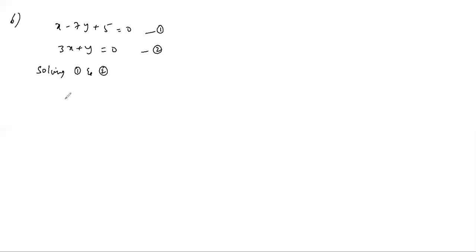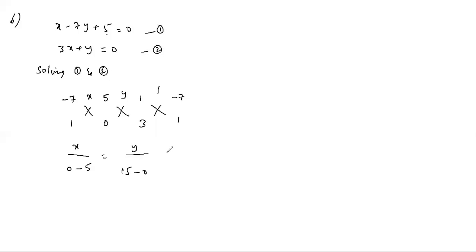So first we start with y coefficient minus 7, constant 5, x coefficient 1, again minus 7, y coefficient. Similarly, y coefficient 1, constant 0, 3, 1. So from this you will get x, y, 1. So x by minus 7 into 0, 0, minus 1 into 5, 5. 5 into 3, 15, minus 1 into 0, 0. 1 by 1 into 1, 1 minus 3 into minus 7, minus 21, so minus minus plus 21. So x by minus 5, y by 15, 1 by 23.